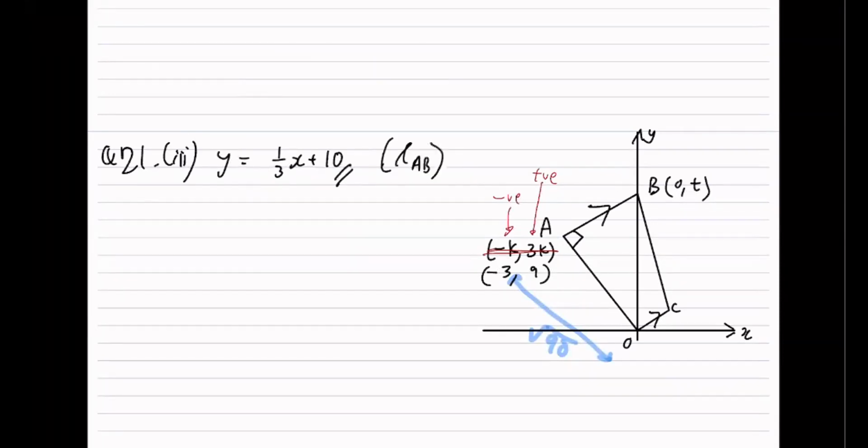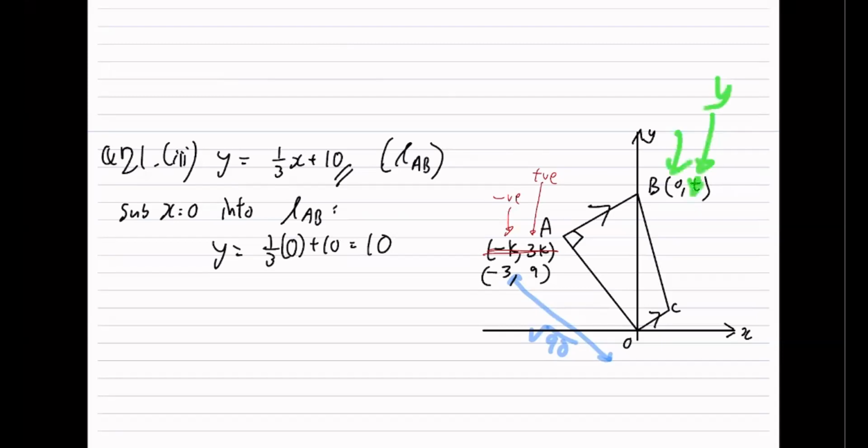How do you find the value of t? You sub x equals 0 into the equation of line AB, and then y equals 10. Therefore, t equals 10. Very good. Yes. Actually, you can even go a bit faster. The y here is also t, so you can replace the y with t. So sub x equals 0 and y equals t.